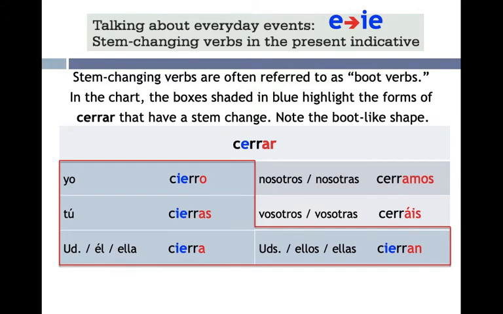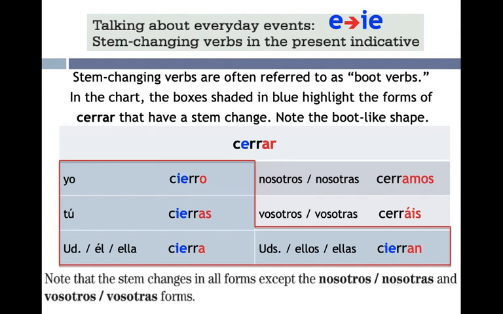There's the boot. So notice that those are the four forms where the stem, C-E-R-R, if you can see up above, you'll see that's the stem after the AR is chopped off, and that E changes to IE within the stem for the four conjugations in the boot, and the regular AR endings are used. Outside of the boot, nosotros and vosotros remain regular AR verb conjugations. So let's just say the forms of cerrar. Repita, cierro, cierras, cierra, cerramos, cerráis, cierran.